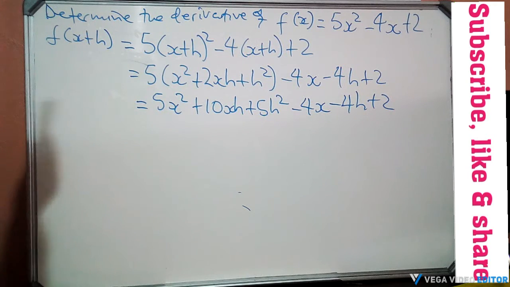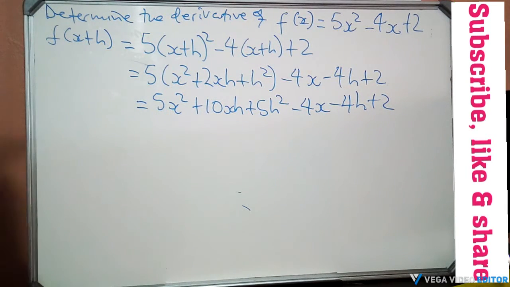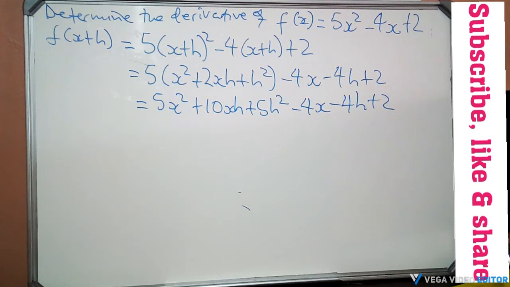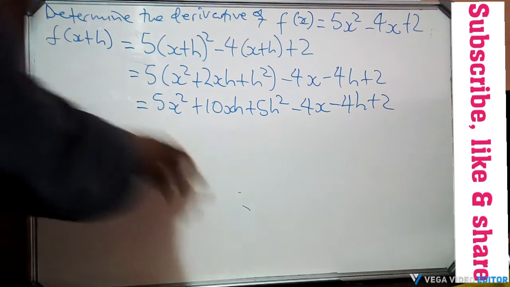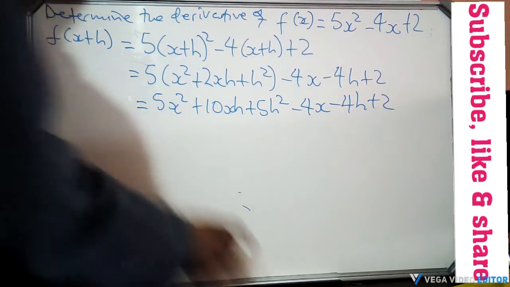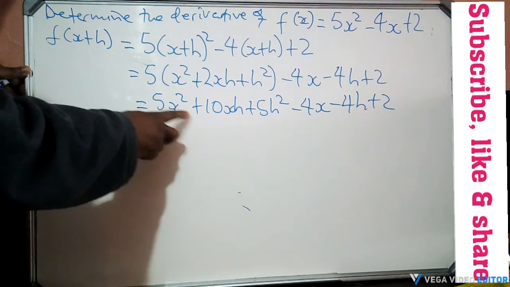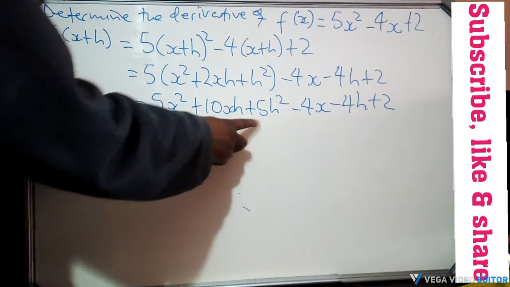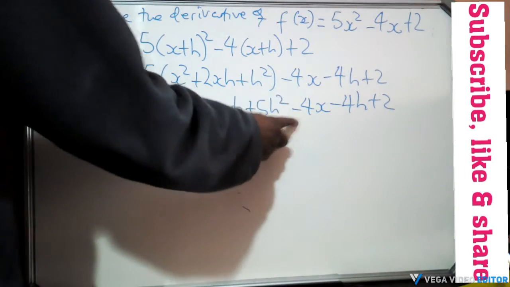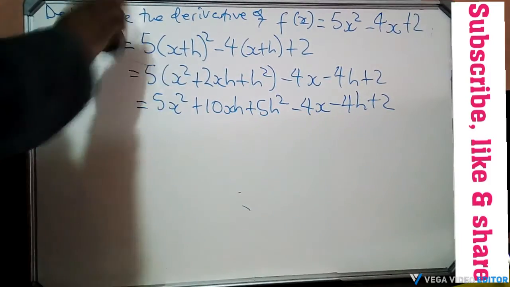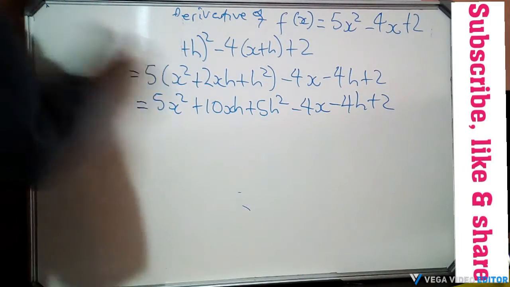Now, having found that, we can now go to our formula and substitute this into our formula, all right? Now, because of space there, let us just erase this and then we'll start with the formula on top. Remember that f(x + h) is equal to 5x squared plus 10xh plus 5h squared minus 4x minus 4h plus 2. Remember that, okay? Because that's what we'll need.